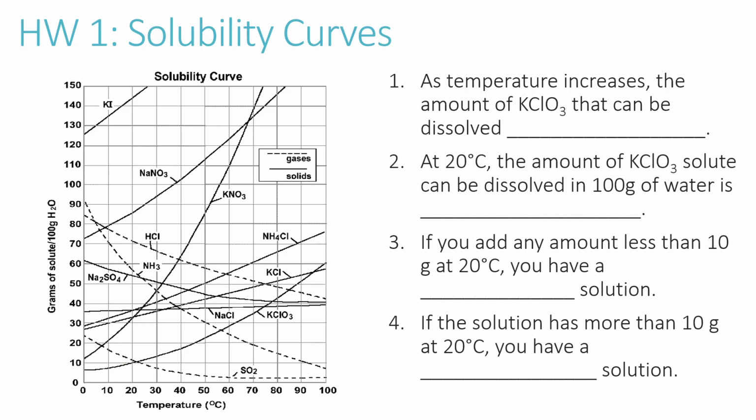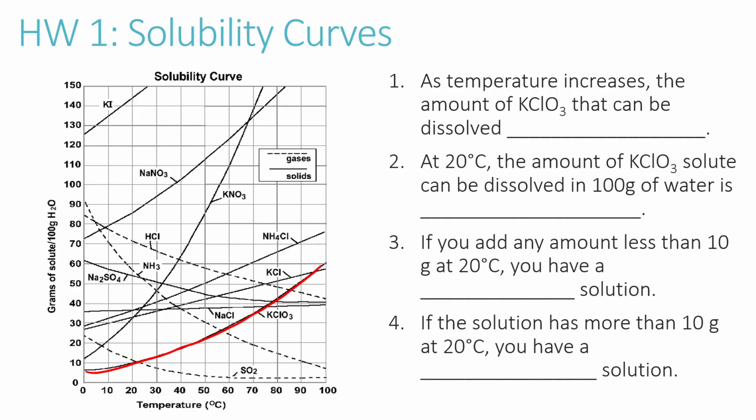Homework 1 is about solubility curves. So this is very similar to the solubility curve that you made for sugar. This one just shows many different solutes on one graph. So the first few questions are about KClO3. So I'm going to go ahead and highlight that line so it's a little easier to see here.